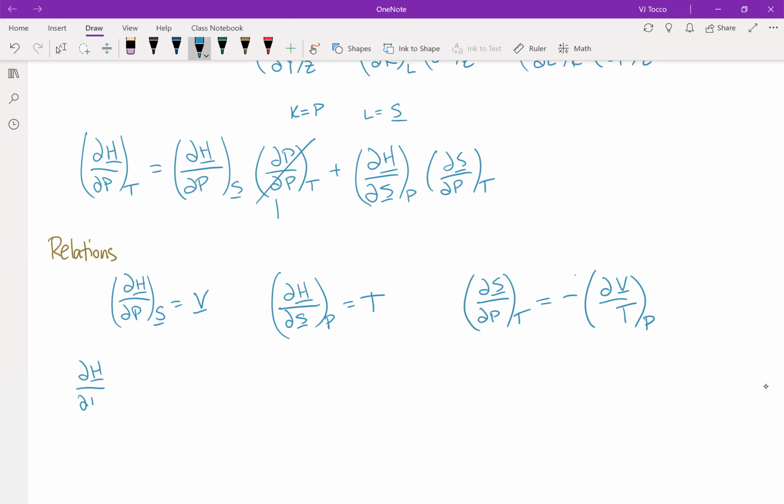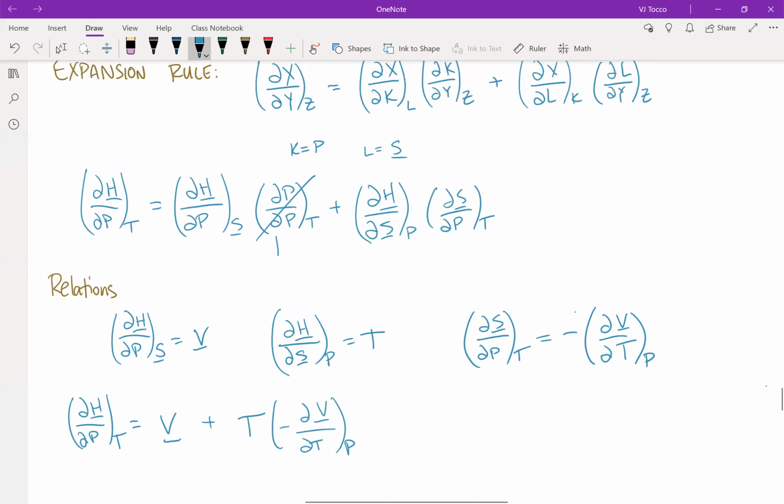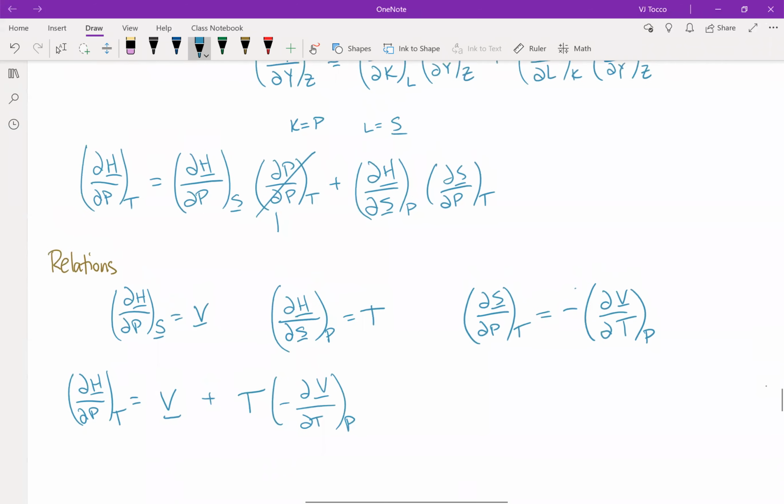So (∂H/∂P) at constant T is equal to (∂H/∂P) at constant S, which is V bar, plus (∂H/∂S) at constant P, which is T, and (∂S/∂P) at constant T is minus (∂V/∂T) at constant P. There's my dT. Okay, that was a lot of math. I want to bring it back, and we're concluding now. We're almost to the point where we know what everything is.